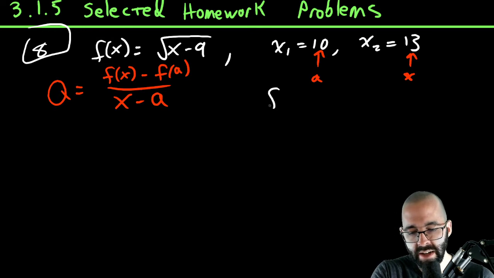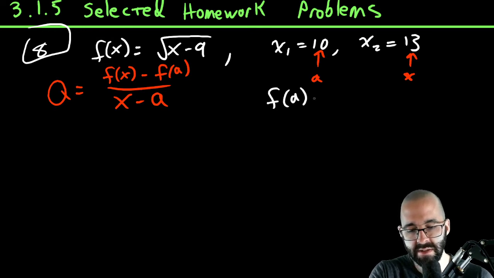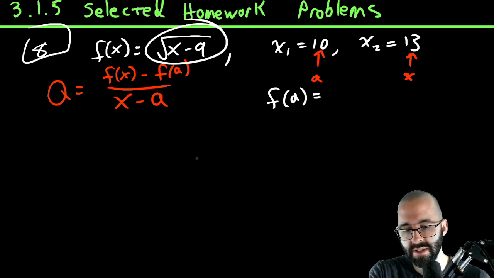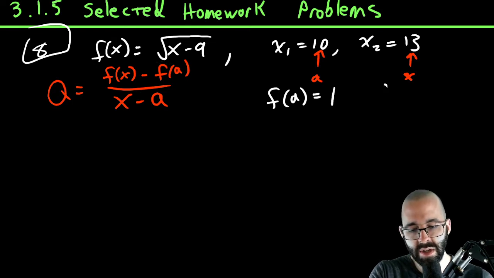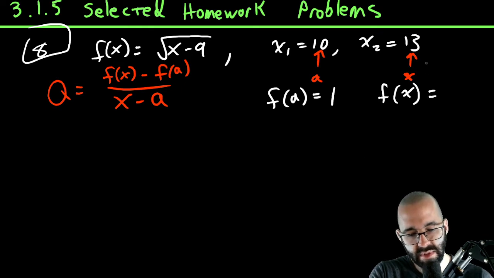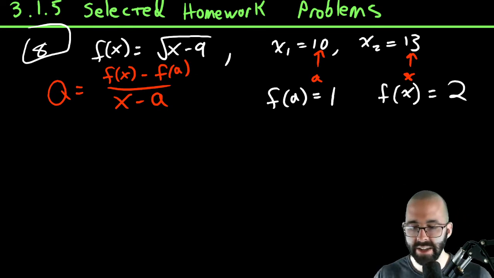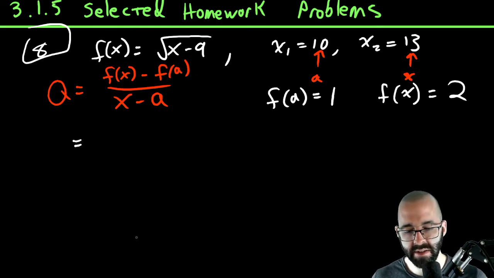So it might be useful, right? What is f of a? F of a is f of 10. Plug in 10 here, you get the square root of 1, which is 1. And again here, if you plug in x equals 13, you're going to get the square root of 4, which is 2. And now you can just plug all this stuff in and get your answer.